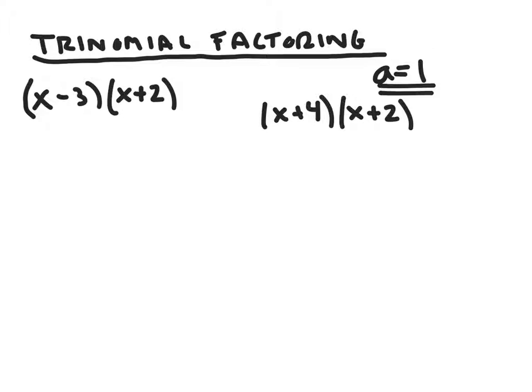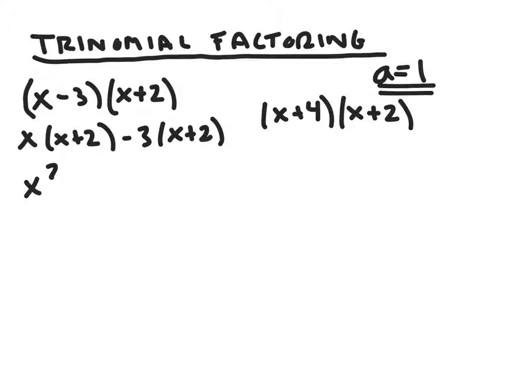To understand how to factor a trinomial, we need to understand how they're made. So I'm actually going to start with the factors, make it, and then you can see how it works backwards. This is a distribution process. Basically, this would be x times x plus 2 and negative 3 times x plus 2. When we multiply this out, we get x squared plus 2x minus 3x minus 6.